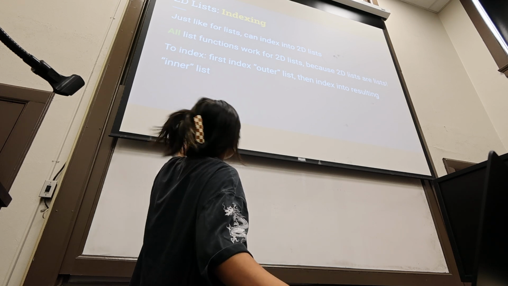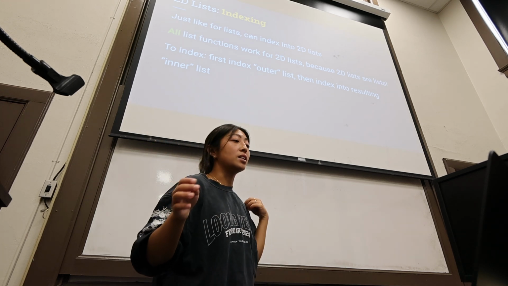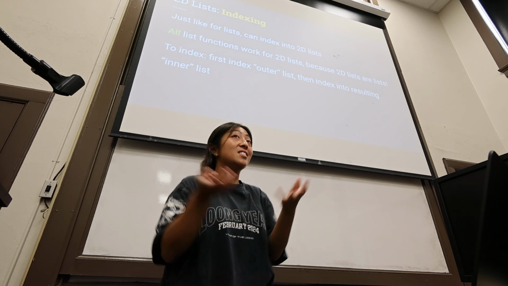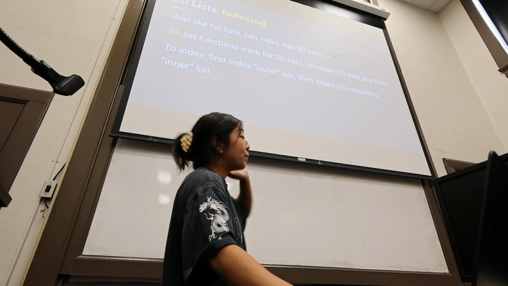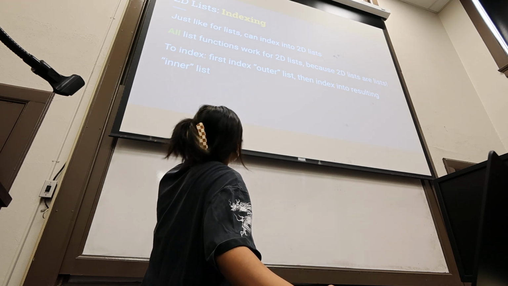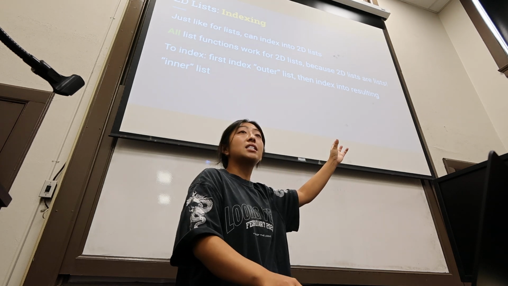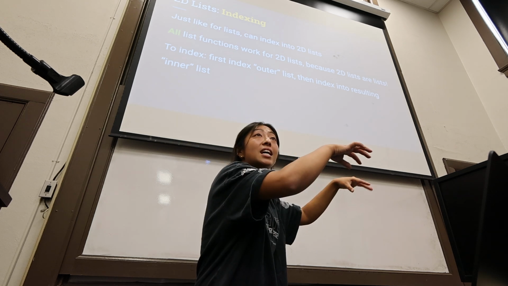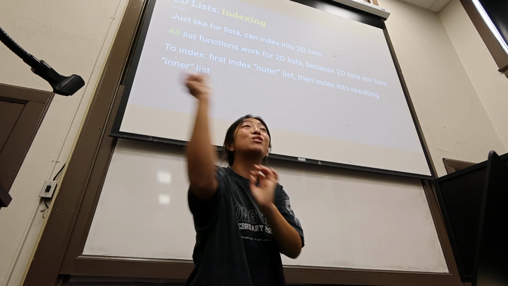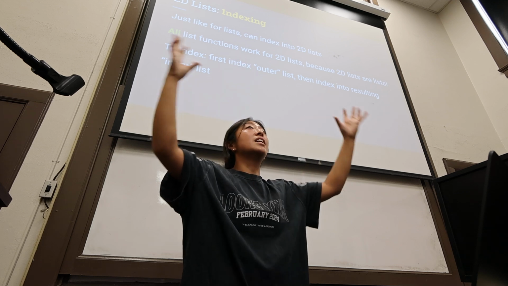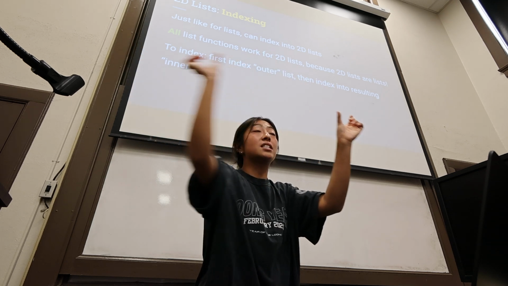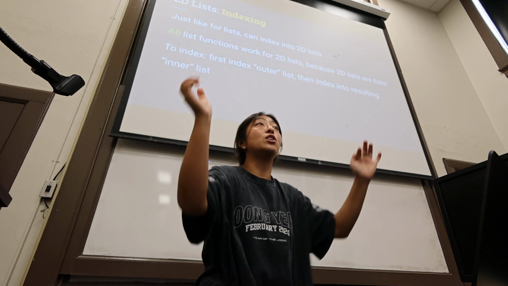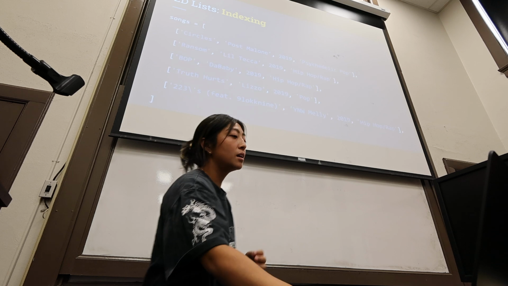So just like lists, you can index into 2D lists. All list functions that we've learned work for 2D lists, right? Because they are just lists themselves. So when we index into a 2D list, the first index is the outer list, and then you can index into those lists to get those values, right? So the outer list is like your database. The inner lists inside are like your records, and within those records are your values, right? And you can index into them to get that information.